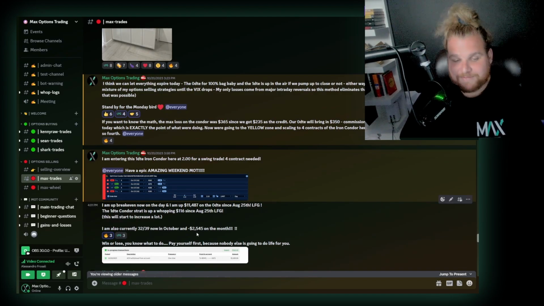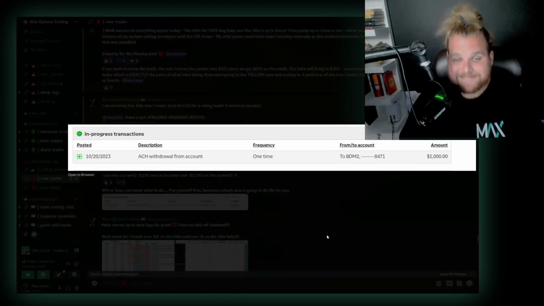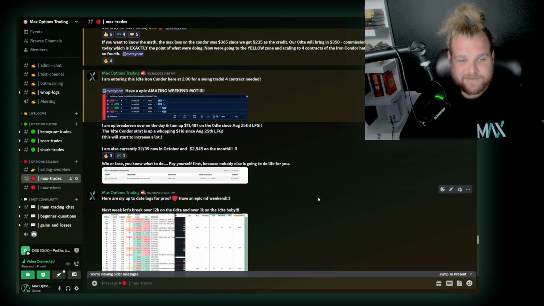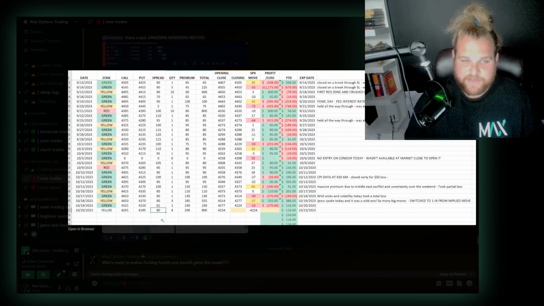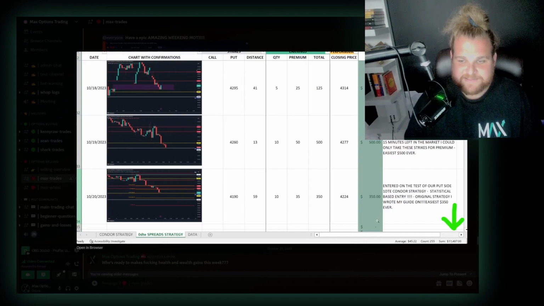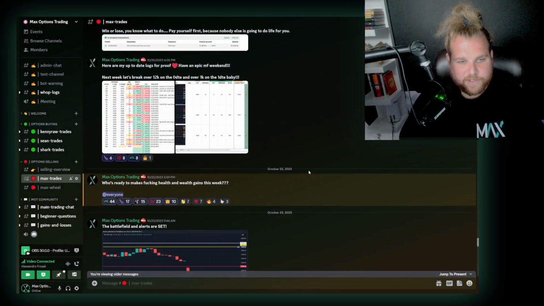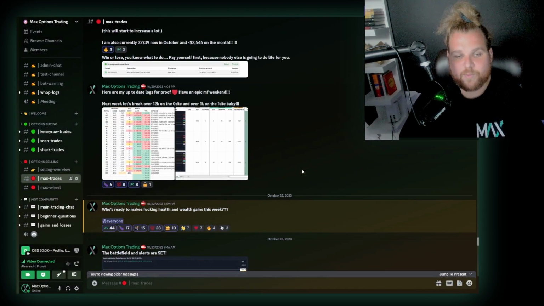So I was still down 25.45 to close the week, and I still took my paycheck. So now I'm really down, what was it, $5,000. Here's my logs for proof of every entry. I have my zones. I have my statistical-based entries, and we managed to break past that 10K resistance and climb to the 11,400 mark. Who's ready to make some health and wealth gains this week?